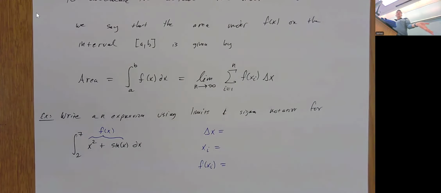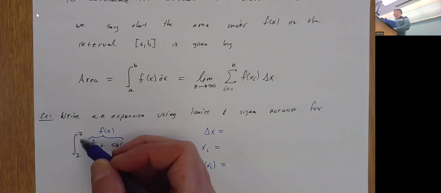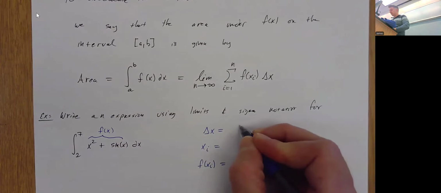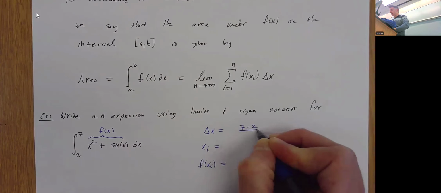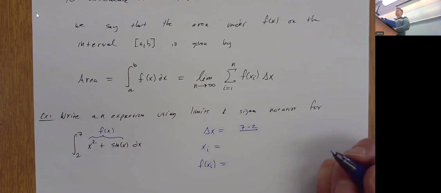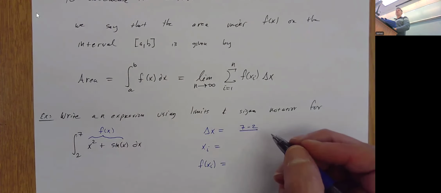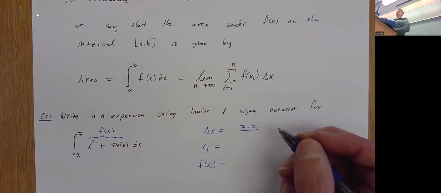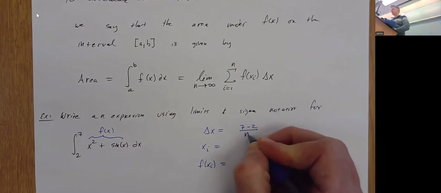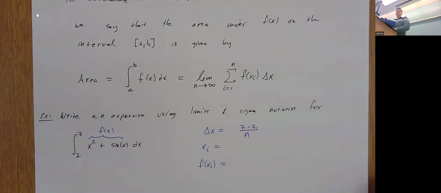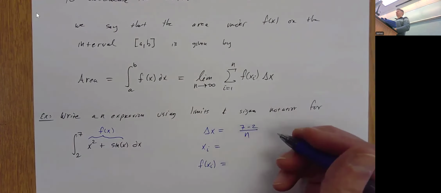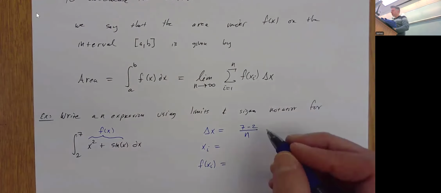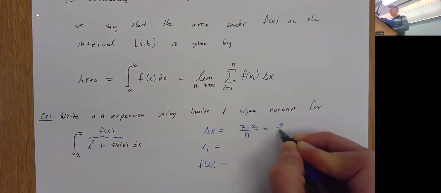Delta x is usually the easiest because delta x is just the total length of your interval, which in this case is 7 minus 2 divided by what? How many subintervals are we always assuming we have? n. Just n. It's always n, unless it's actually an example where it specifies this many subintervals. So our delta x here is going to be 5 over n.